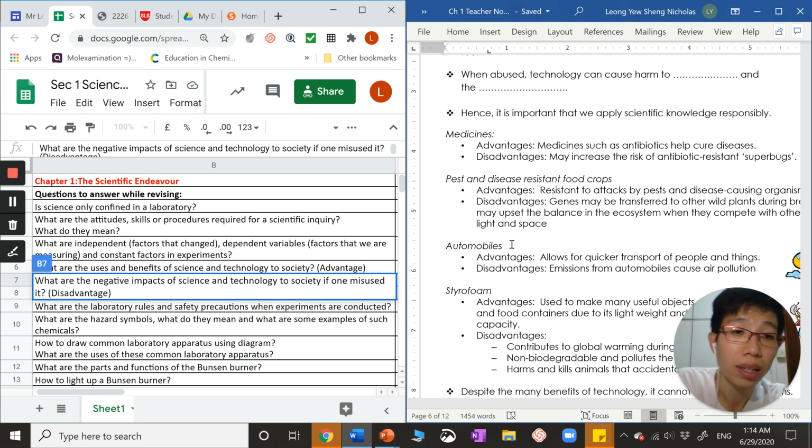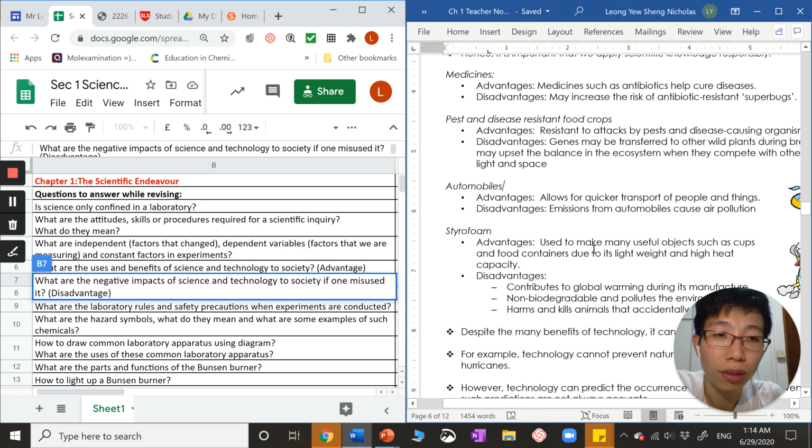So disadvantage? It will be the emissions from automobiles cause air pollution. Because when we use too much of these automobiles on the road, when we use the fuel it will give off carbon emission that can cause global warming, and even some of the other emissions such as nitrogen oxide, which you'll learn in upper sec. So these are some possible pollutants. When we use too much of it, it can cause air pollution.